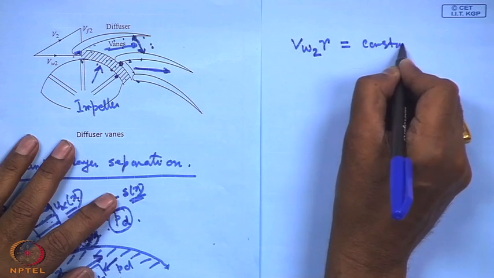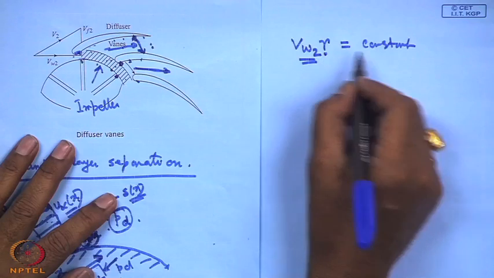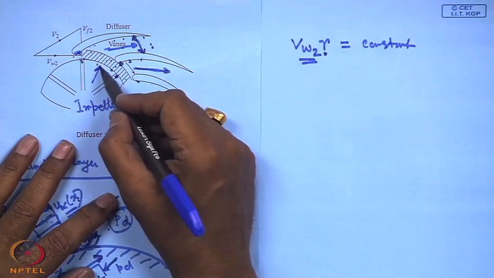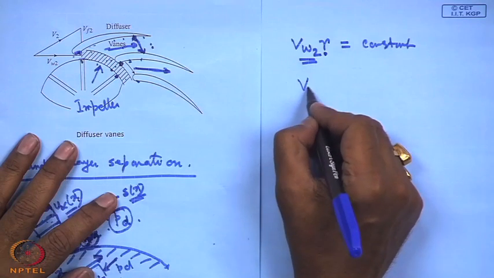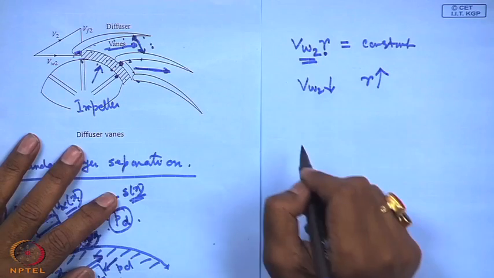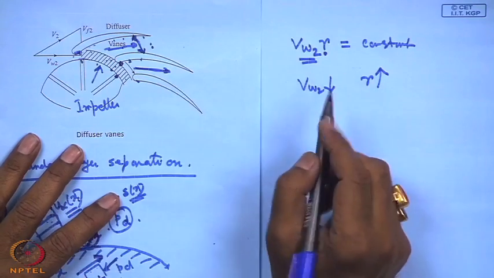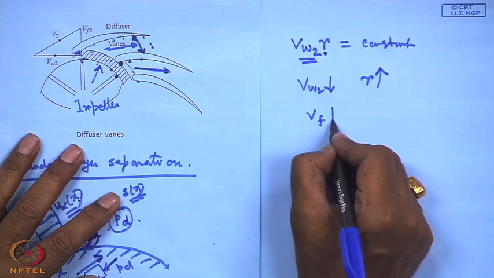That means VW2 decreases with increase in R. VW2 is inversely proportional to R. So, therefore, with the increase in R, the VW2 decreases. Okay. Now, another thing is that if you consider the flow velocity Vf, this also decreases.